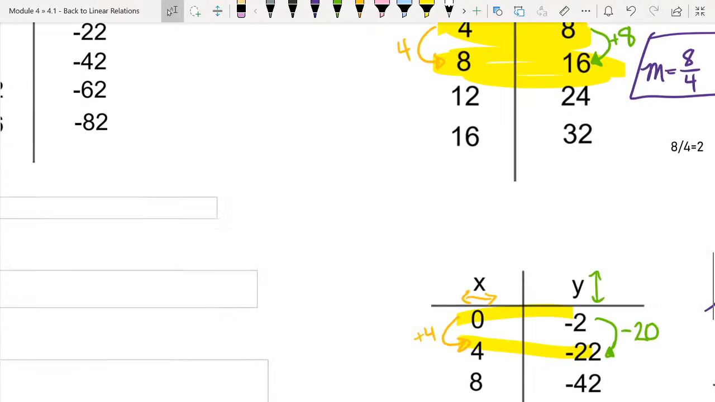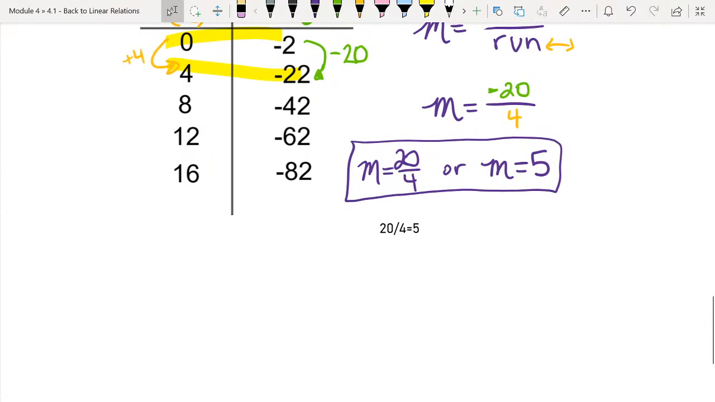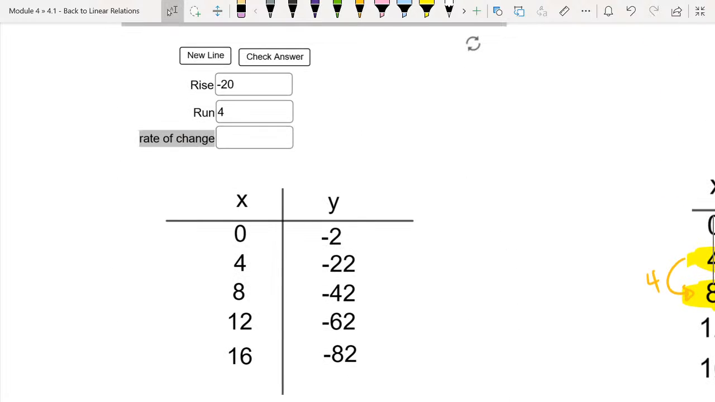Oh, I got to be careful. So that needs to be -20 over 4. And -20 over 4 isn't going to be 5, it's going to be -5. Just like that. So there we go. And now I can put that in here and I can check our work. The rate of change should be -5. Check the answer. And yeah, there we are. We got the same answer.